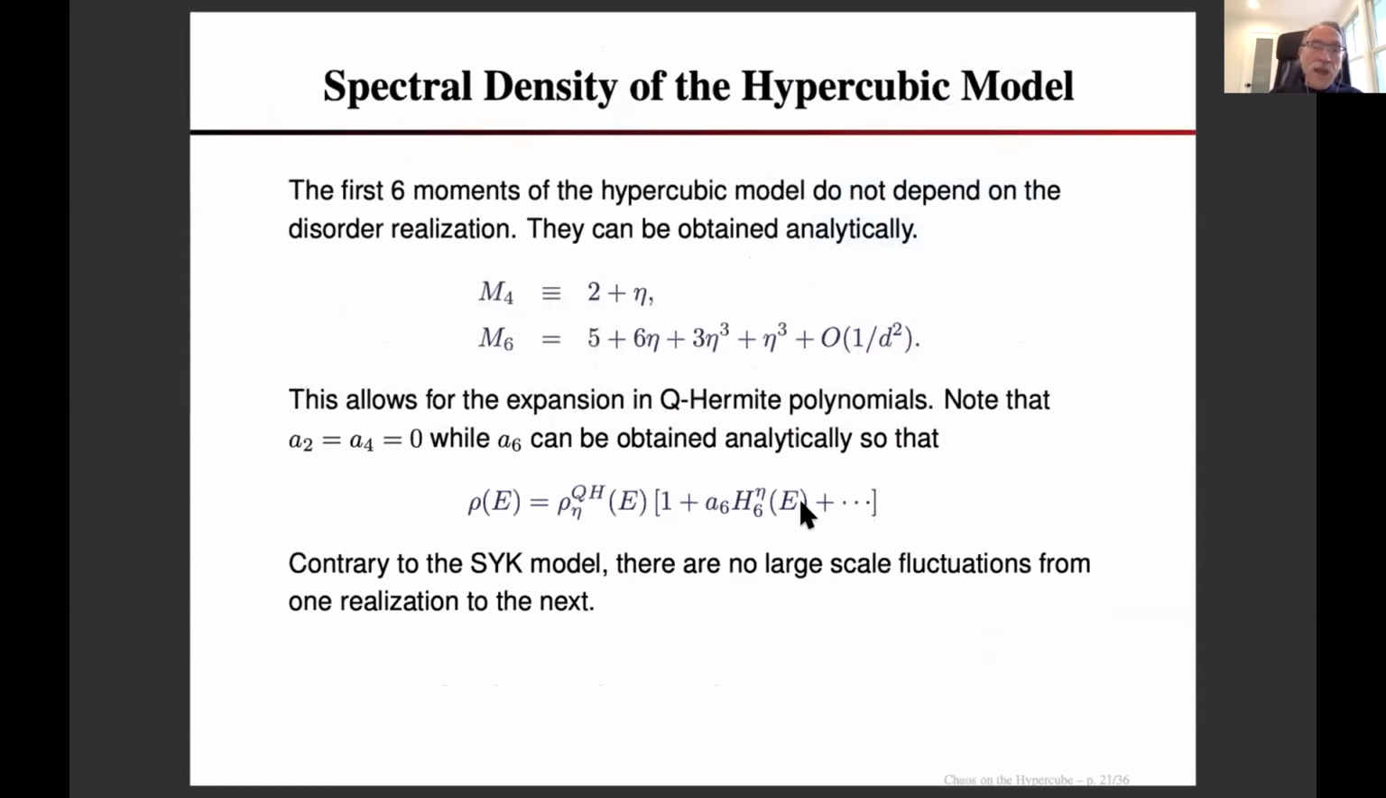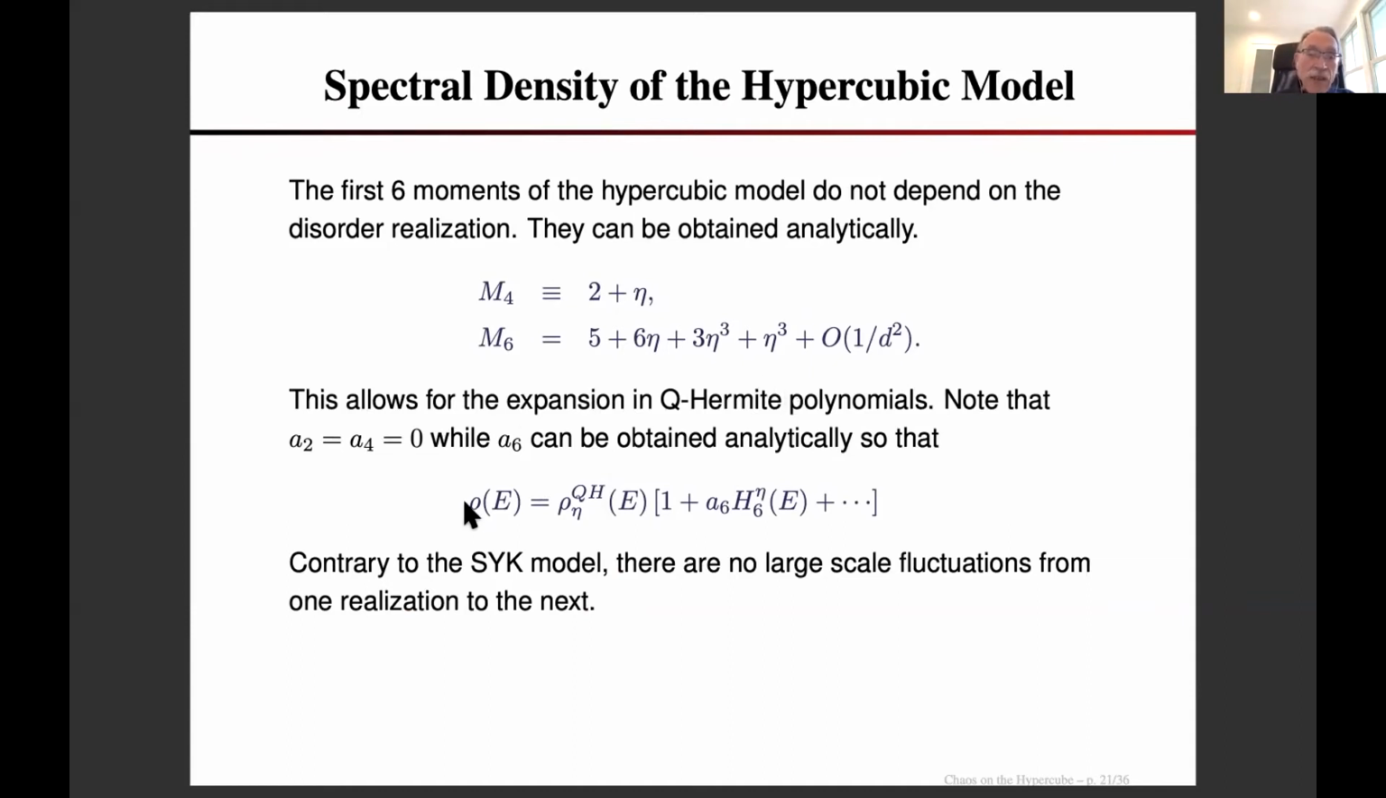For the hypercubic model, you can calculate the moments. You can calculate the fourth moment, the sixth moment. The fourth moment you use to define eta. That is what goes into the Q-Hermite density. The sixth moment, this should be a square, is then given by this formula. There are still 1 over d squared corrections.